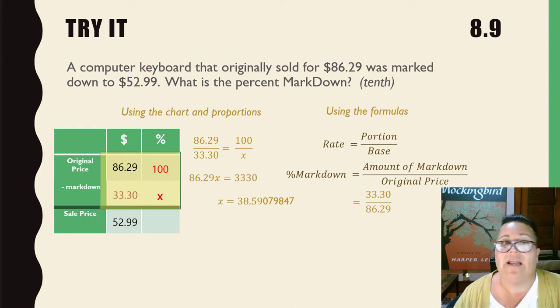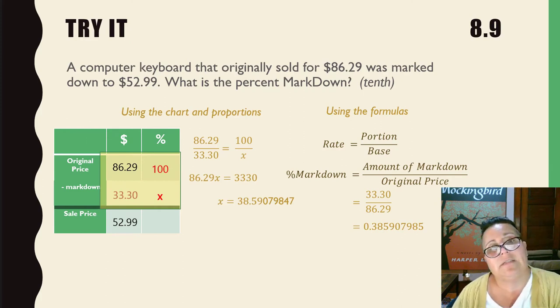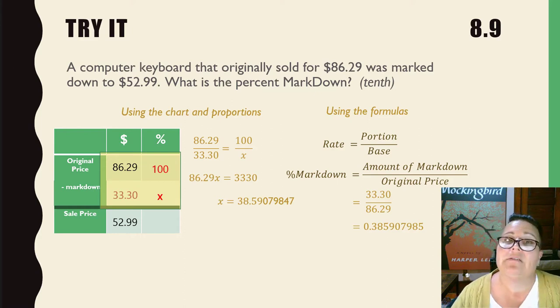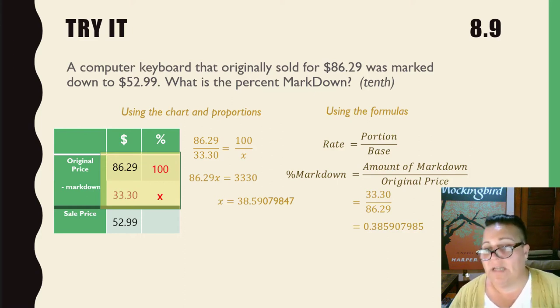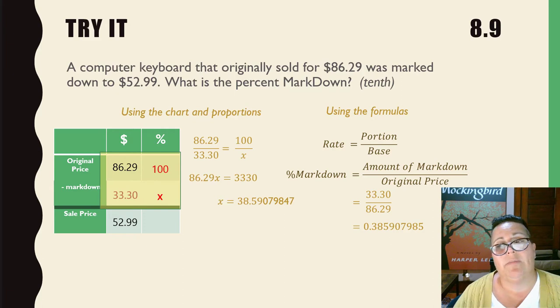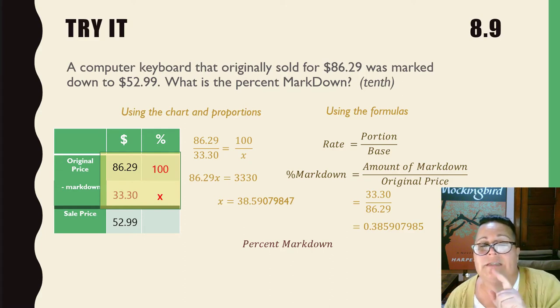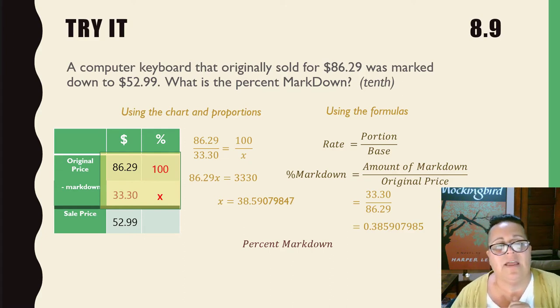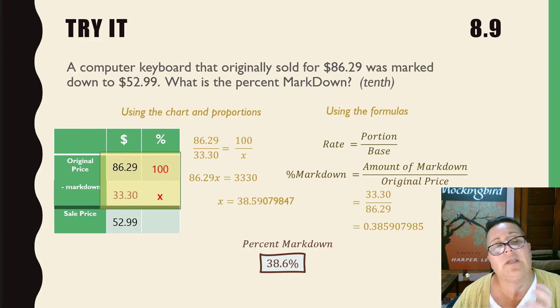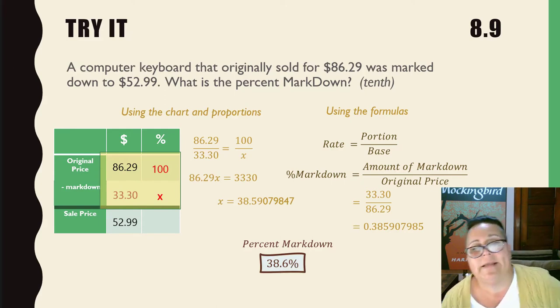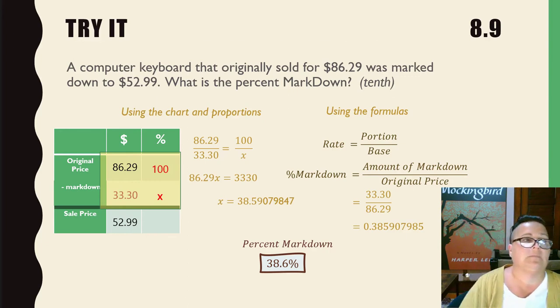When I divide that out, I get 0.3859079885. Notice it's all the same numbers, right? But this is a rate, so it's a decimal. And to convert a decimal to a percent, I need to multiply by 100 to get my percent marked down. Move the decimal point 2 places to the right is the other way to think of that. And when I do that, I'm going to get 38.59 or 38.6%. My percent markdown.